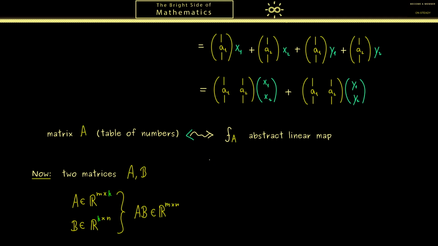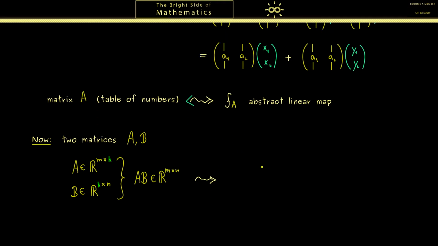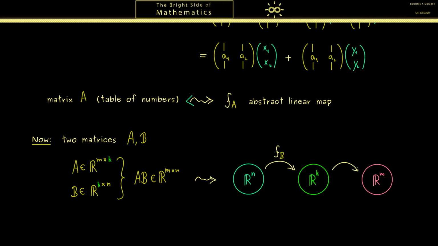Okay, and now as before, we can translate both matrices into two linear abstract maps. So you see, we have F_A and F_B. And maybe let's visualize this with sets. So we have R^n on the left-hand side and R^m on the right-hand side. And in the middle, R^k. And then you see, we have two maps, F_A and F_B. And indeed, by this picture, you immediately see we can form the composition of both maps. Hence, we have the map F_A after F_B. And as always, you know, the composition of two maps is denoted with this small circle.